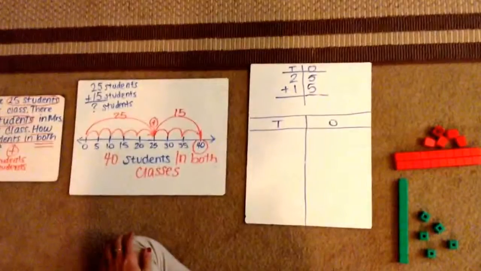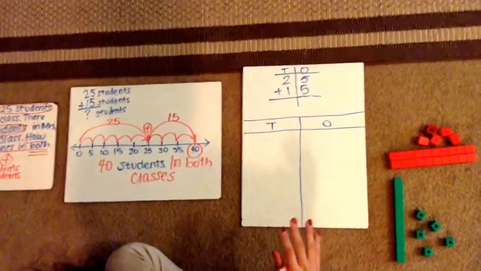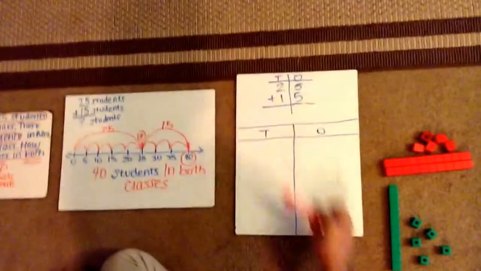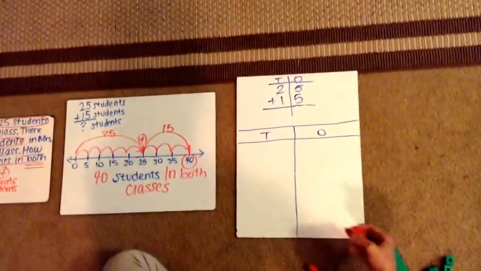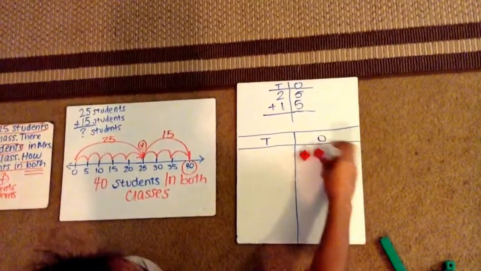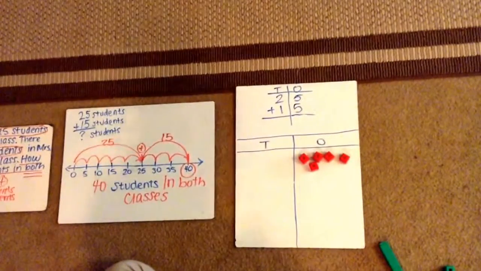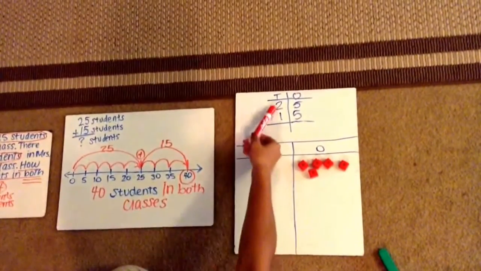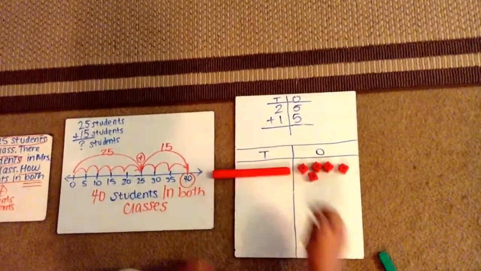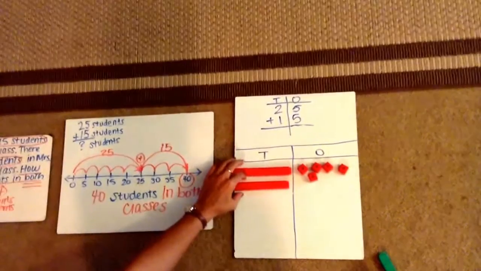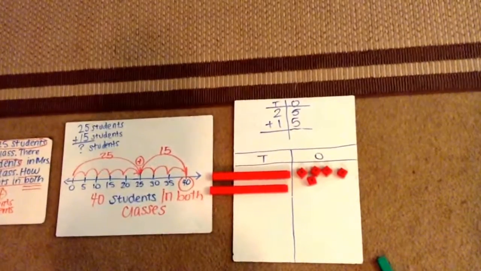So first we have to make the number 25. So how many units do we have in the ones place? 5. So the red's going to indicate 25. So let's make our 5 units in the ones place. 1, 2, 3, 4, 5. Okay, how many in the tens place on 25? 2. So that means we need 2 longs. 1, 2 longs. This is the number 25 represented by base 10 blocks.